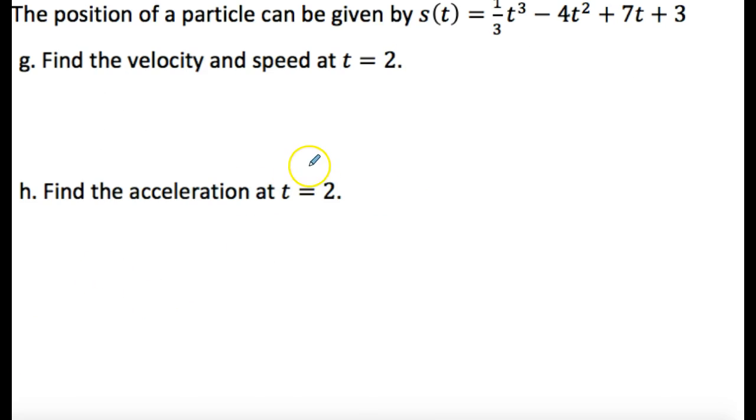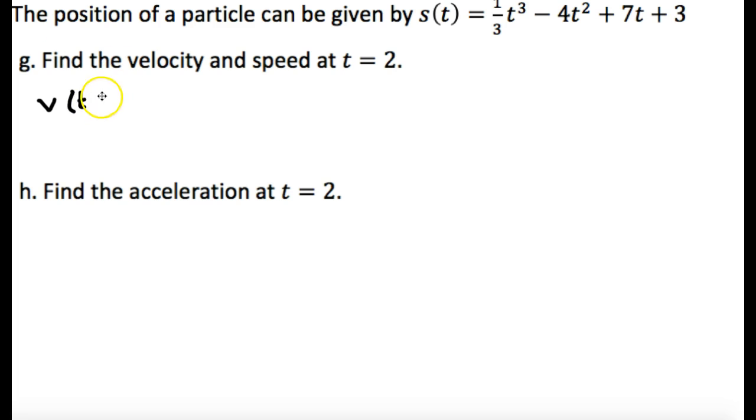All right. So parts G and H say find the velocity, speed, and acceleration at t equals 2. So I just want to plug 2 into my velocity function. We said my velocity function.